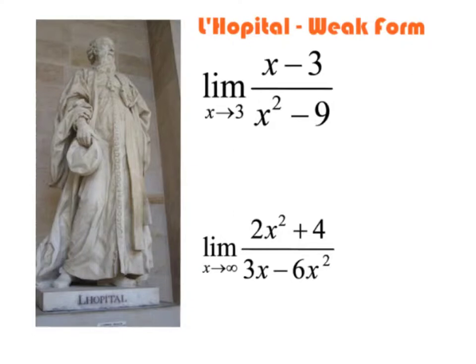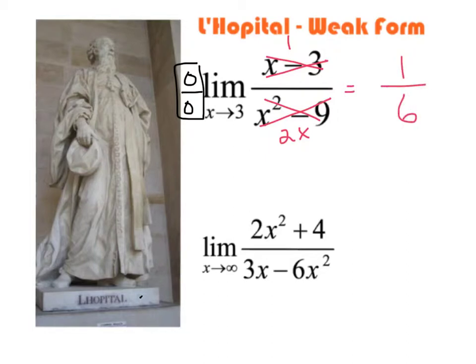Now, I wanted to remind you of the L'Hopital's rule forms we've already seen. Again, we plug in 3, we get 0 over 0. This is the first kind of indeterminate form, 0 over 0. This is when we've used L'Hopital in the past. And our shortcut way of handling this is we said, okay, what's the derivative of the top? 1. What's the derivative of the bottom? 2x. Now we plug in 3 again, and we get 1/6.